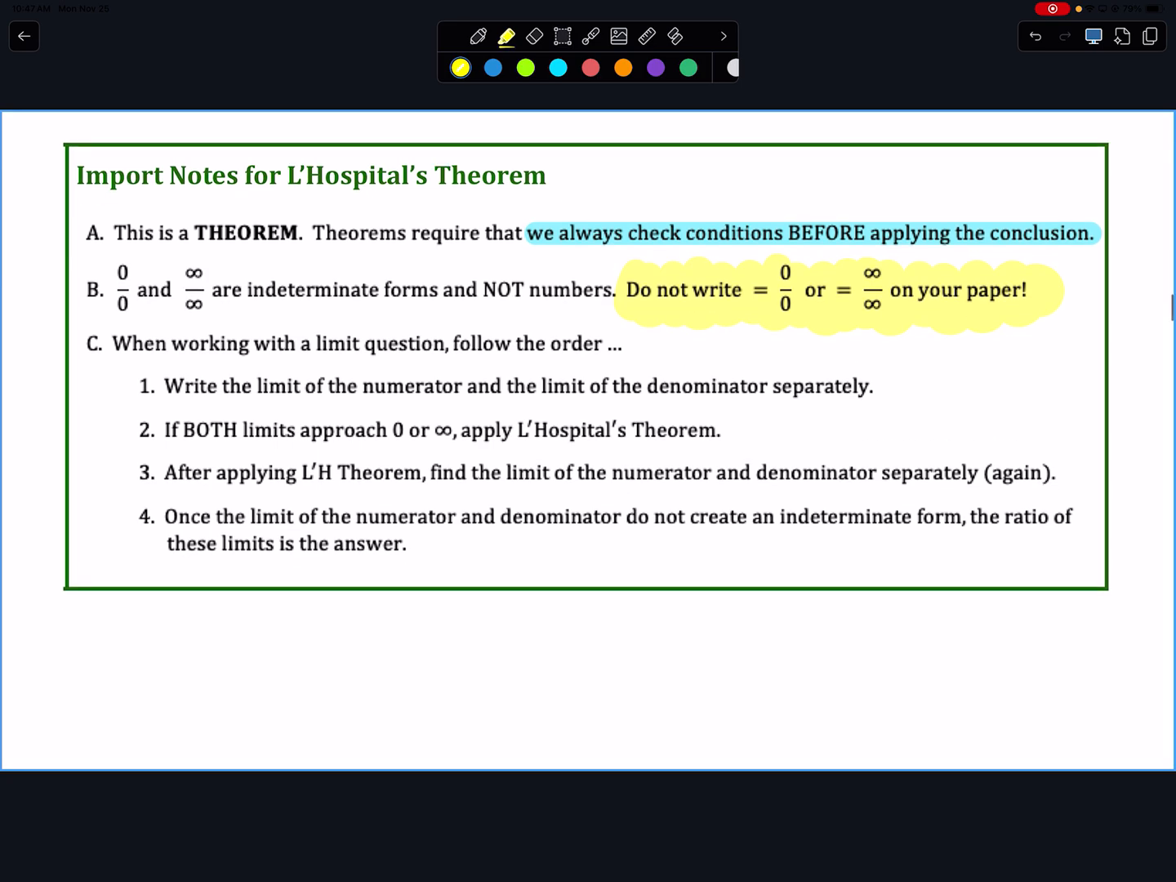So, this is what you're going to do. Write the limit of the numerator and the limit of the denominator separately. If both limits approach 0 or infinity, apply L'Hopital's rule. And I'll show you guys what I did in college as like little shorthand when doing this. After applying the rule, find the limit of the numerator and denominator separately again.